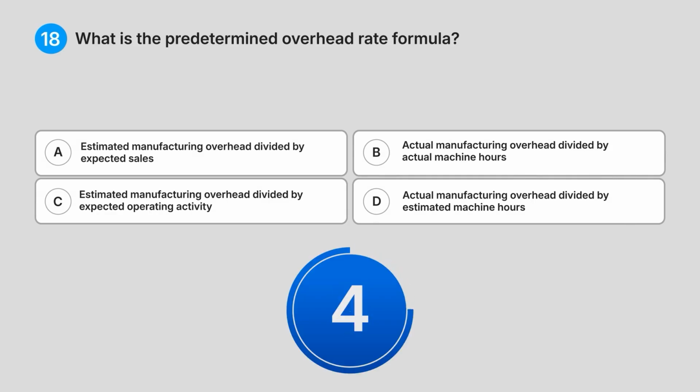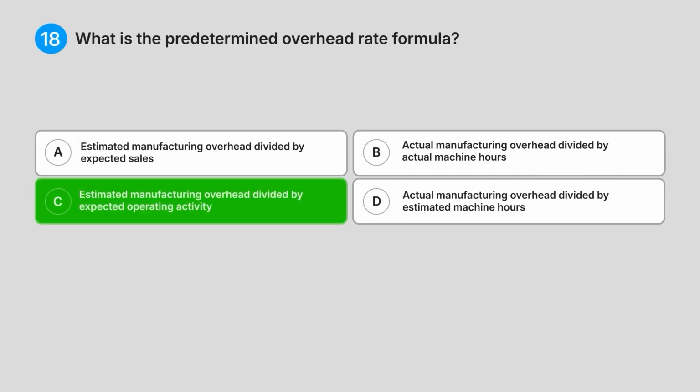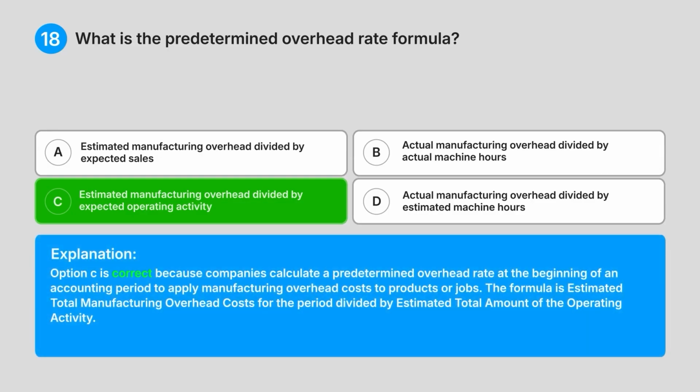Can you guess the answer? Correct answer, C. Estimated manufacturing overhead divided by expected operating activity. Explanation: option C is correct because companies calculate a predetermined overhead rate at the beginning of an accounting period to apply manufacturing overhead costs to products or jobs. The formula is estimated total manufacturing overhead costs for the period divided by estimated total amount of the operating activity.